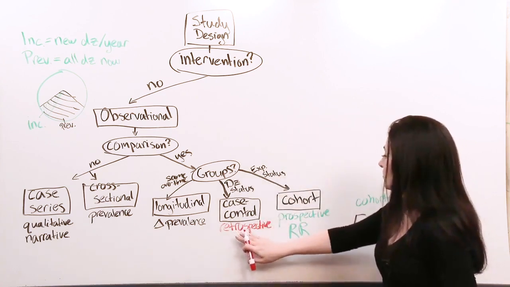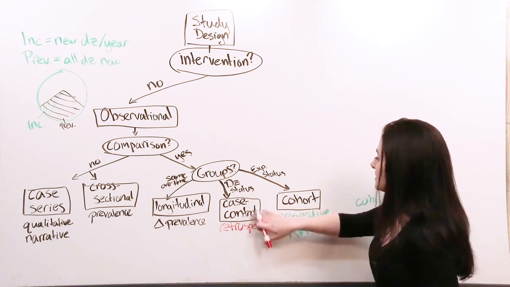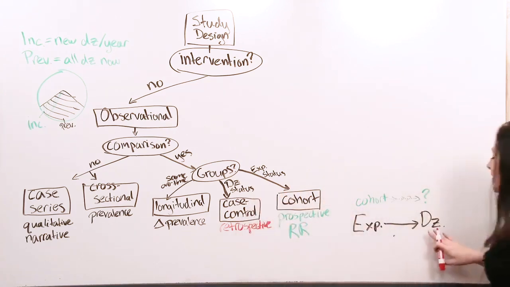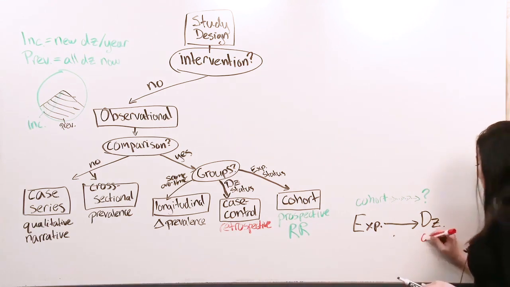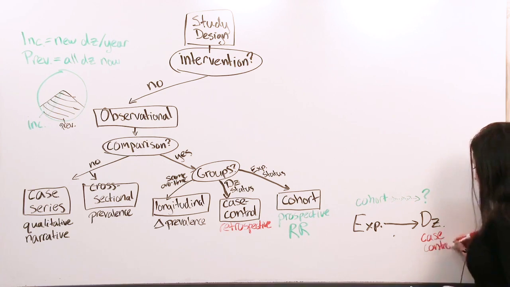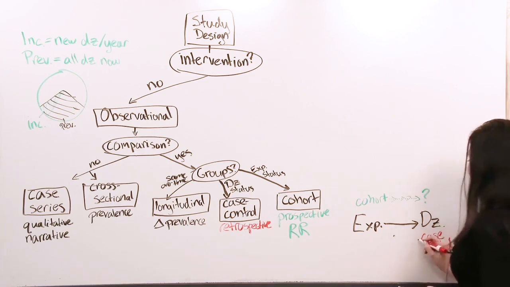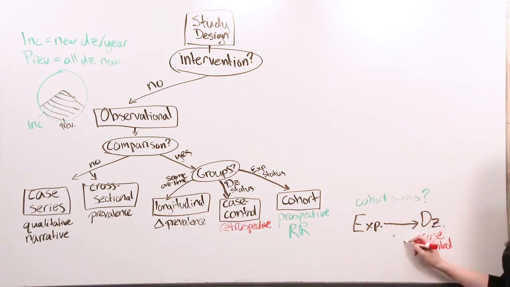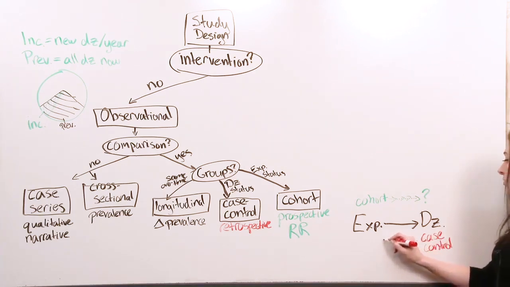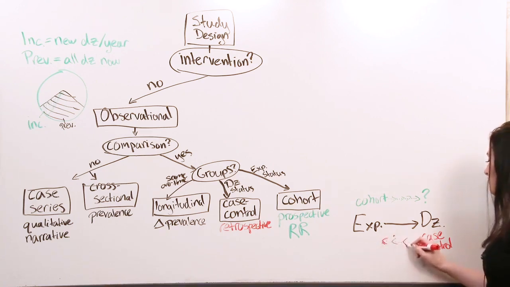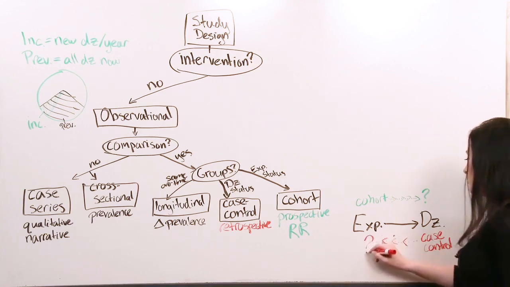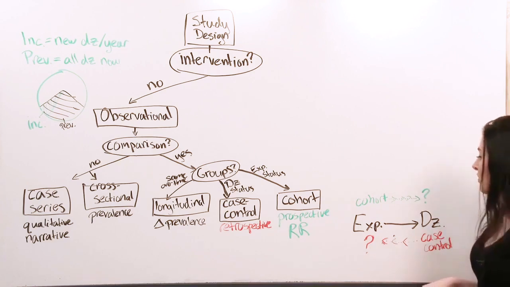So the group that we use here for case control is disease status. We start here with disease. We find a group of people with the disease and we ask them, think back in your history. Were you ever exposed to this risk factor? And we also ask a group of people who do not have the disease.